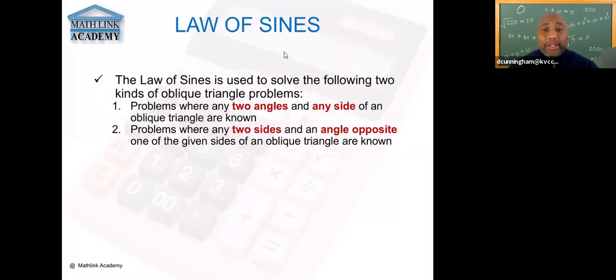The law of sine is used to solve the following two kinds of oblique triangle problems. Problems where any two angles and any side of an oblique triangle are known, or a problem where any two sides and an angle opposite one of the given sides of an oblique triangle are known.